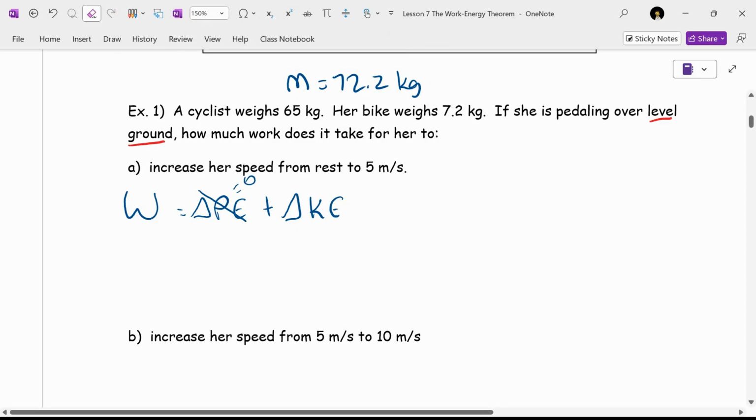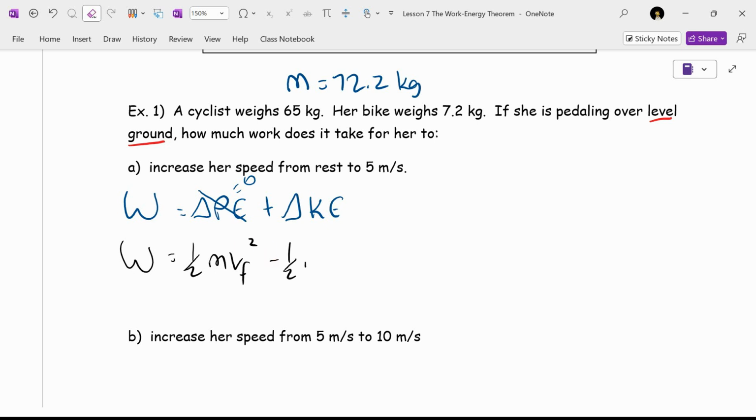And what's the equation for kinetic energy? I'm going to try and do two steps at once. In your mind, can you imagine KE final minus KE initial? But I'm going to write it as a half mv final squared minus a half mv initial squared, because that's KE final minus KE initial, but I did two steps at once. Do the m's cancel here? Is there an m in work? No. In other words, it takes more energy to pedal a heavier person and heavier bike.